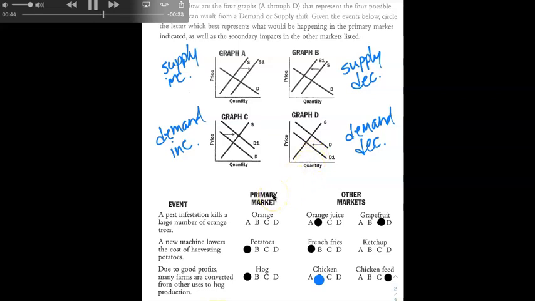Next, we have drinking hot chocolate becomes a worldwide fad. That's affecting the buyers of the hot chocolate. So the demand is increasing. So we have graph C.